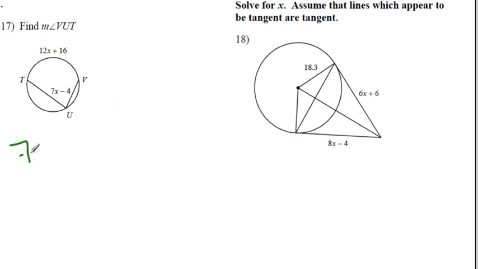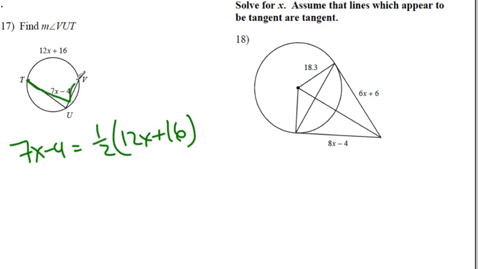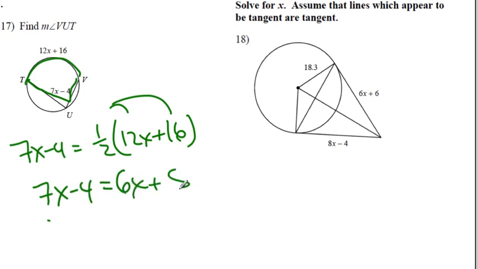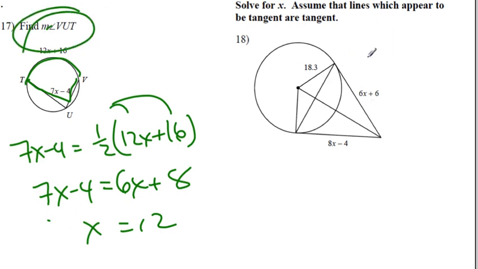This is easy. So the inscribed angle is equal to half the intercepted arc. So the arc across, I always like to draw in the angle, and then this arc right here, the angle is equal to half of the measure of the arc. All right, so if you distribute here, 7x minus 4 is going to equal 6x plus 8. We have x equals 12 for that one. Don't forget to plug it back in. And oh, this one's so easy.